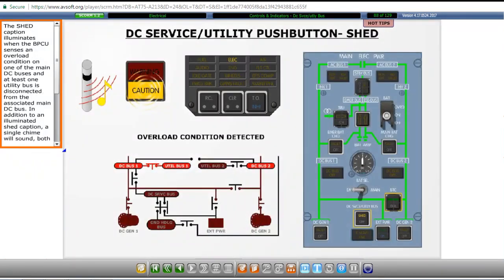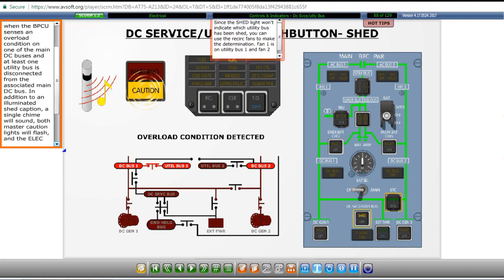The shed caption illuminates when the BPCU senses an overload condition on one of the main DC buses and at least one utility bus is disconnected from the associated main DC bus. In addition to an illuminated shed caption, a single chime will sound, both master caution lights will flash, and the electric amber light will illuminate on the crew alerting panel.